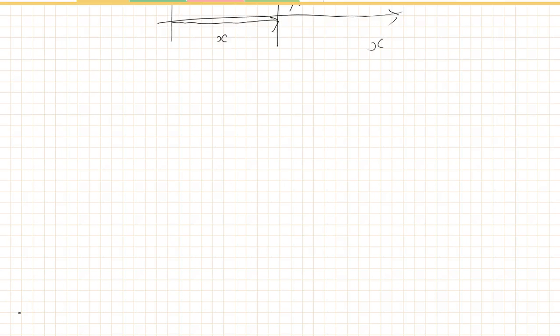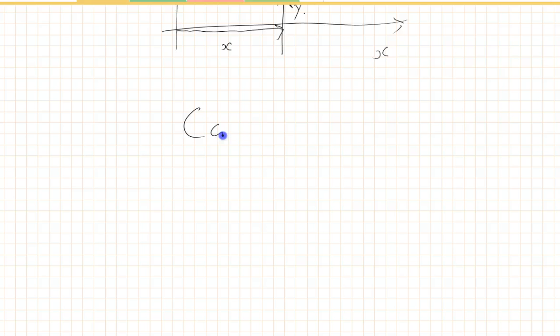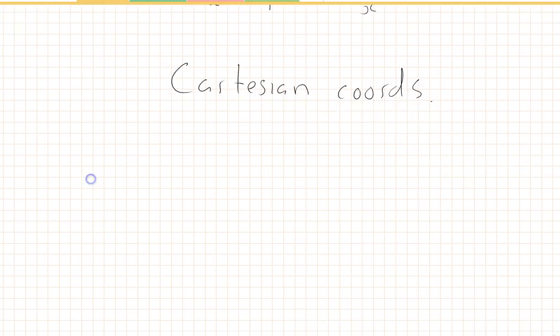Okay, I'm going to talk about Cartesian coordinates. And I know that most people have seen it before, but I'm going to cover it from my perspective.